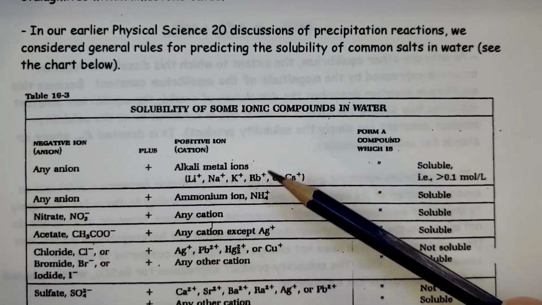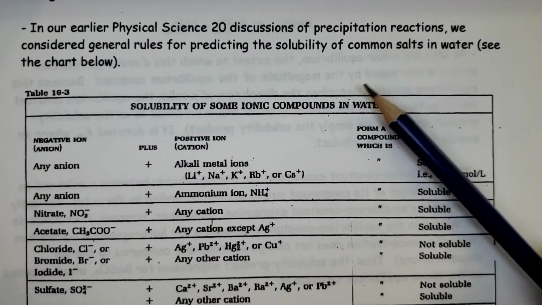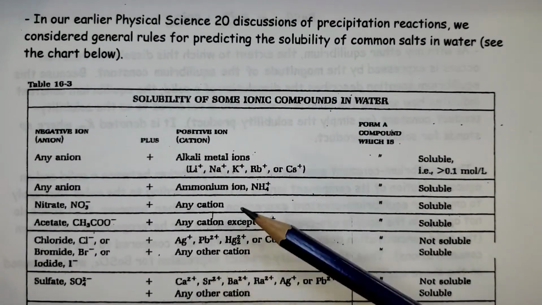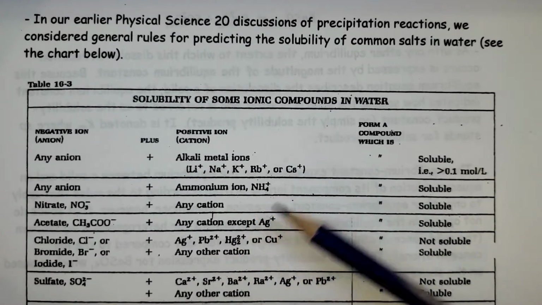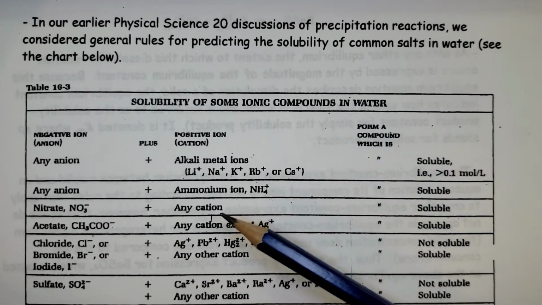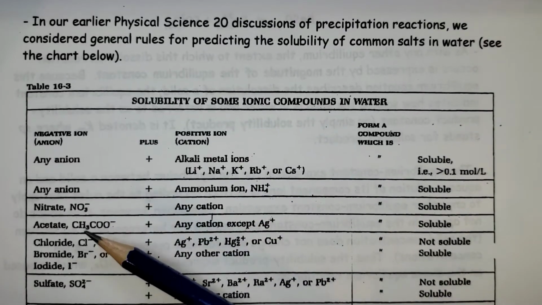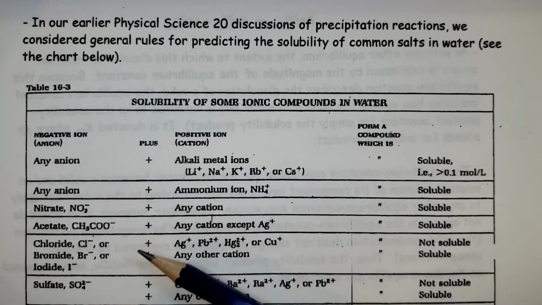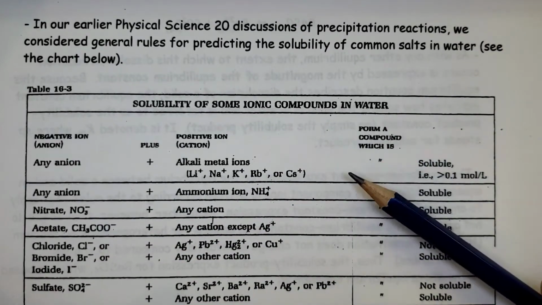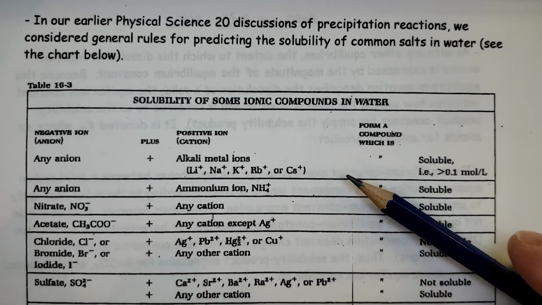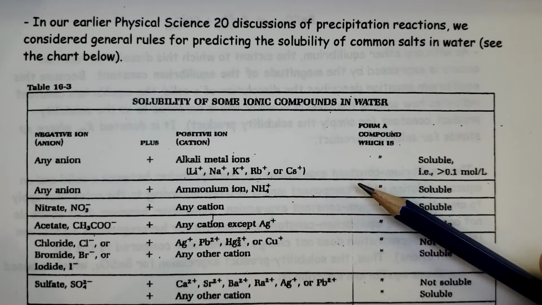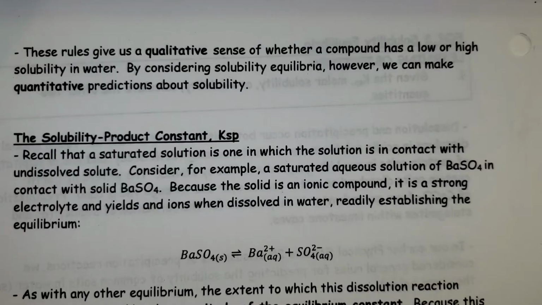Now, back in Physical Science, we looked at precipitation reactions, and we used a solubility table similar to this. It was a little bit different than this, but very similar, looking at what combinations of a positive ion and a negative ion would result in potentially forming a precipitate. In other words, something that, for the most part, is not going to be soluble, not dissolved, so it's going to stay as a solid.